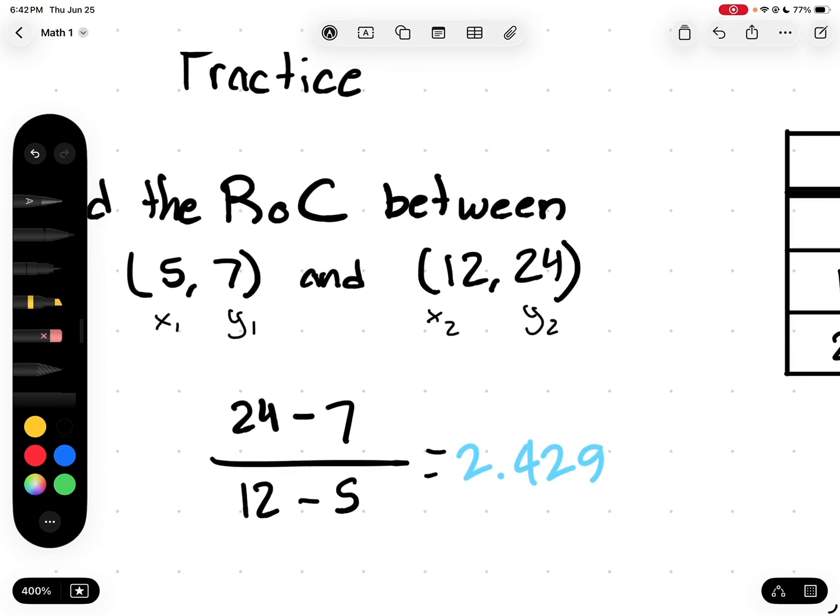Now, this just brings me to say that your rate of change isn't always going to be a perfect solid number. It could be a number like this. So keep that in mind and make sure that you're not confused by that.